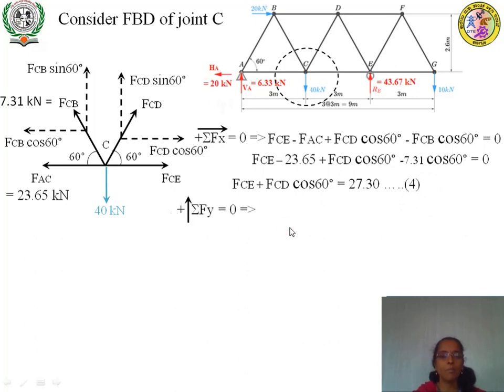Next, let us apply sigma Fy equals 0. So that implies FCD sin 60 plus FCB sin 60 minus 40, that is equal to 0.